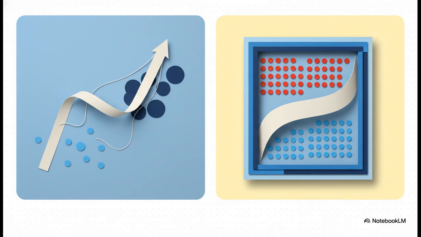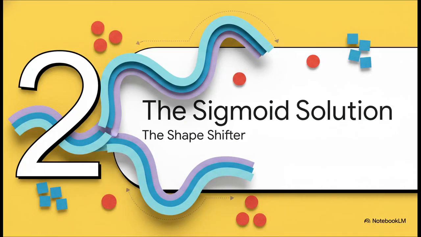True classification, on the other hand, strictly needs bounded probabilities. It needs numbers locked exactly between 0 and 1, and a really sharp, resistant decision boundary so it can confidently say yes or no.